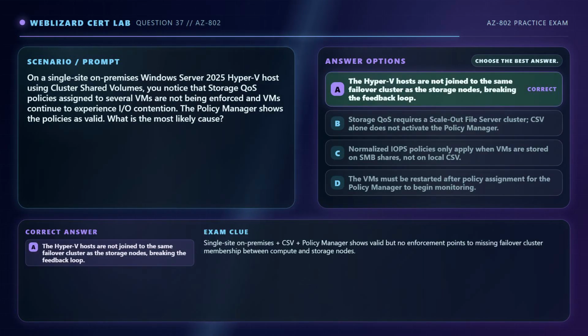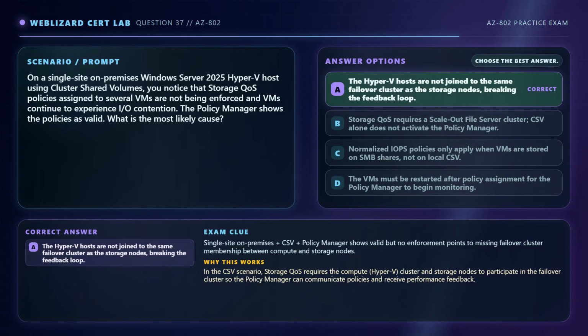The correct answer is A. The Hyper-V hosts are not joined to the same failover cluster as the storage nodes, breaking the feedback loop. In the CSV scenario, Storage QoS requires the compute, Hyper-V cluster, and storage nodes to participate in the failover cluster, so the policy manager can communicate policies and receive performance feedback. Single site on-premises plus CSV plus policy manager shows valid but no enforcement points to missing failover cluster membership between compute and storage nodes.